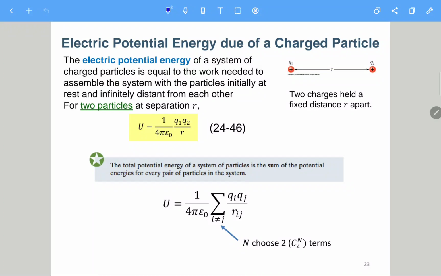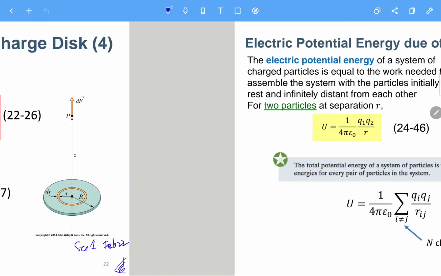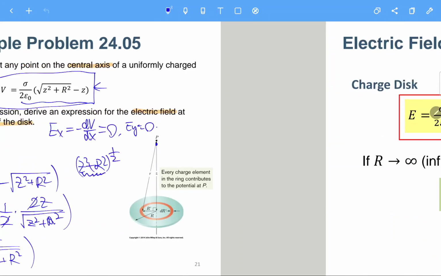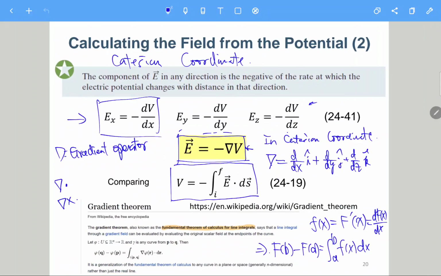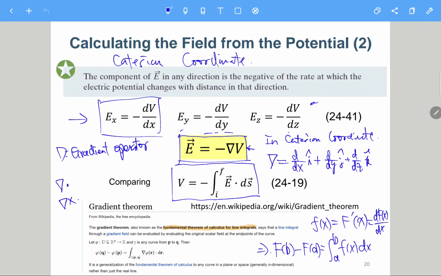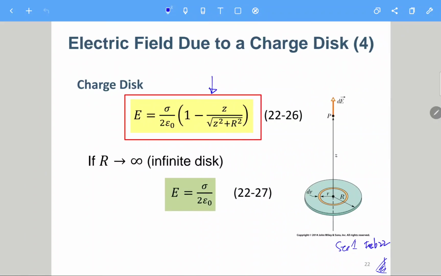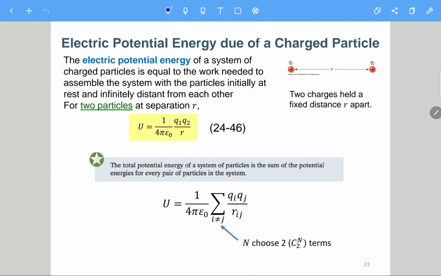Yesterday we stopped here. So we finished the part about taking the derivative of the electric potential, which will give you the electric field, or at least the component in that direction. And by taking the gradient, you're able to get the electric field in another direction. So now we talk about another similar concept called the electric potential energy.